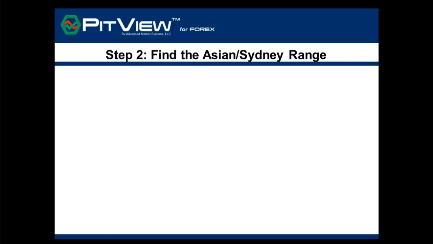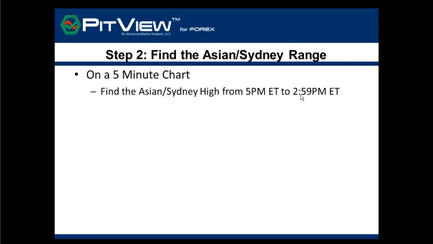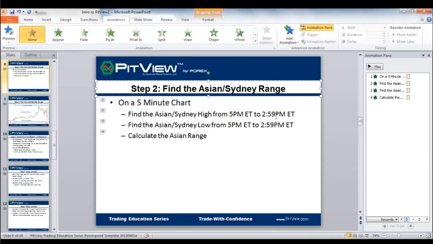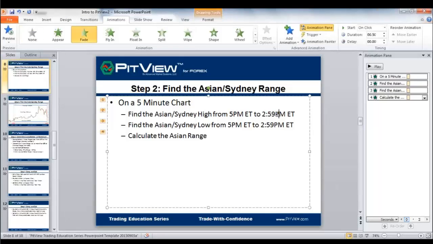So the second step in this is all we want to do is find the Asian, the Sydney range, from 5 p.m. Eastern time to 2:59 p.m., and that should be 2:59 a.m., sorry.